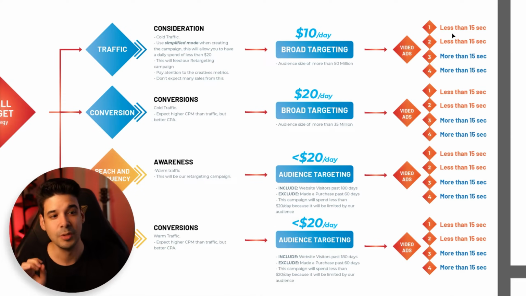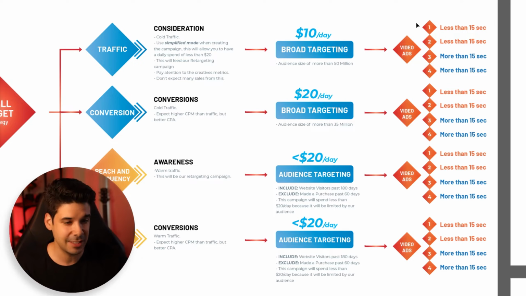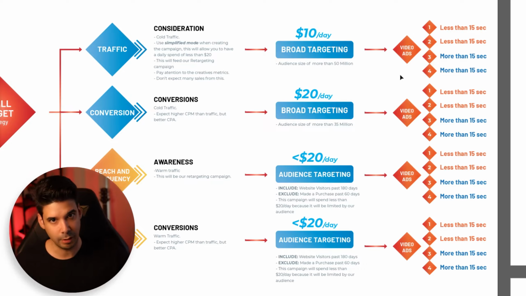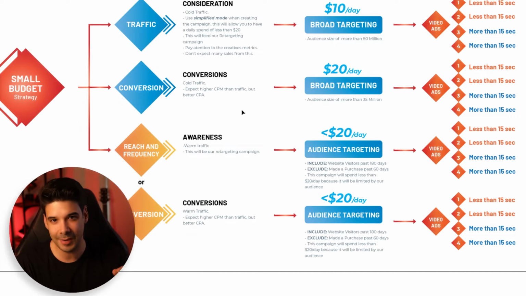I want you to do 2 creatives that are less than 15 seconds long, and then 2 creatives that are more than 15 seconds. Not super long, but maybe like 20, 25, 30 seconds, just so you know what performs better. The second campaign is going to be a conversions campaign, and you're going to target cold traffic again with a minimum audience size of 35 million people.